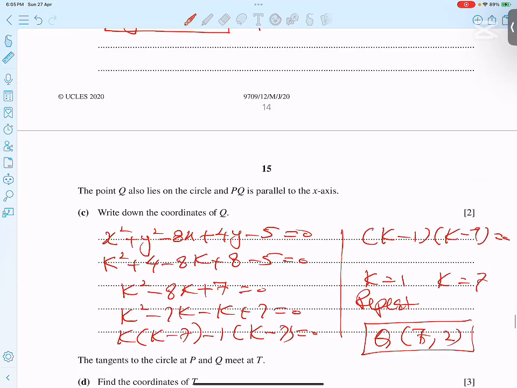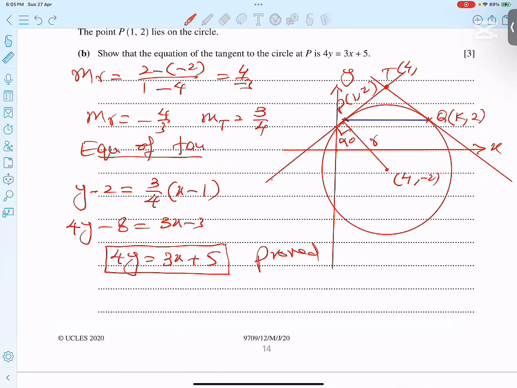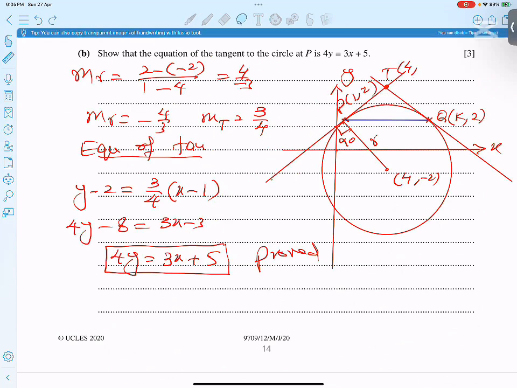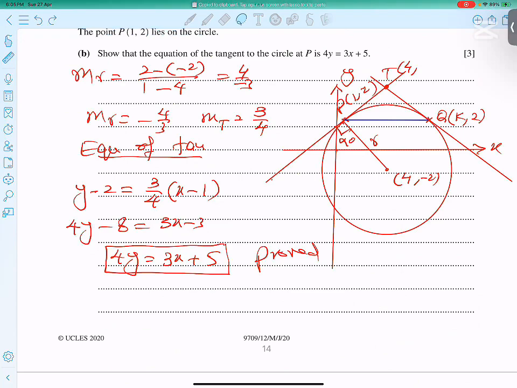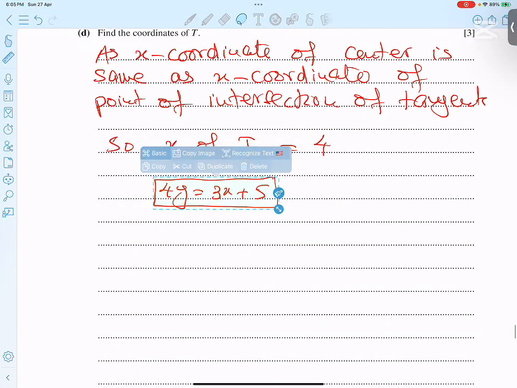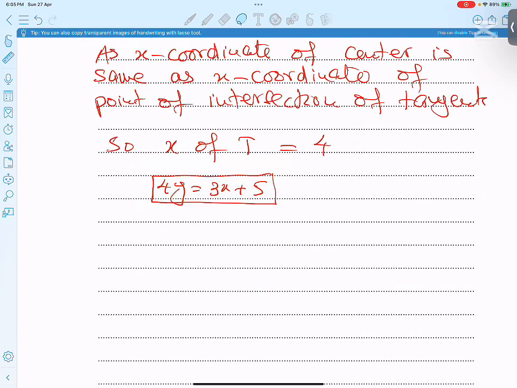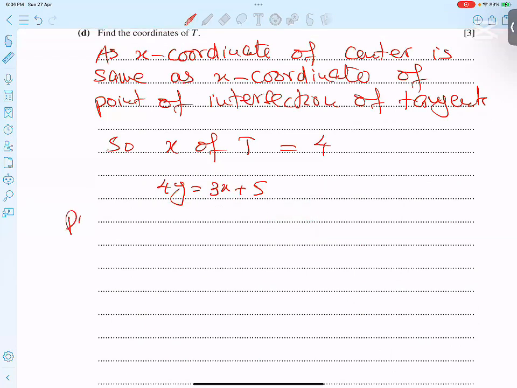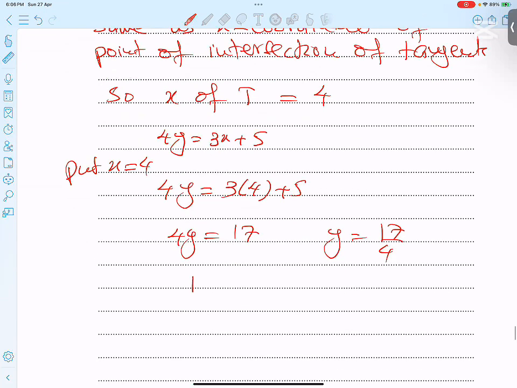Because check it here, the x value is 4. Now you have the equation of the line already. If x is 4, I plug in 4 here and get the y coordinate. This is way number 1. I'll show the second way also. So I'm putting x equal to 4. So 4y equals 3 times 4 plus 5, which is 12 plus 5, 17. So y becomes 17 over 4. The coordinates of T are (4, 17 over 4). This is one way.